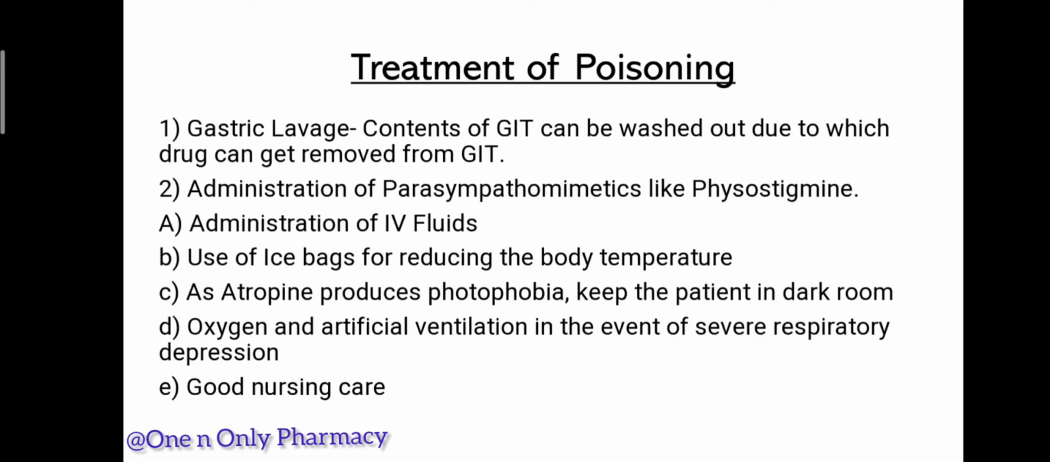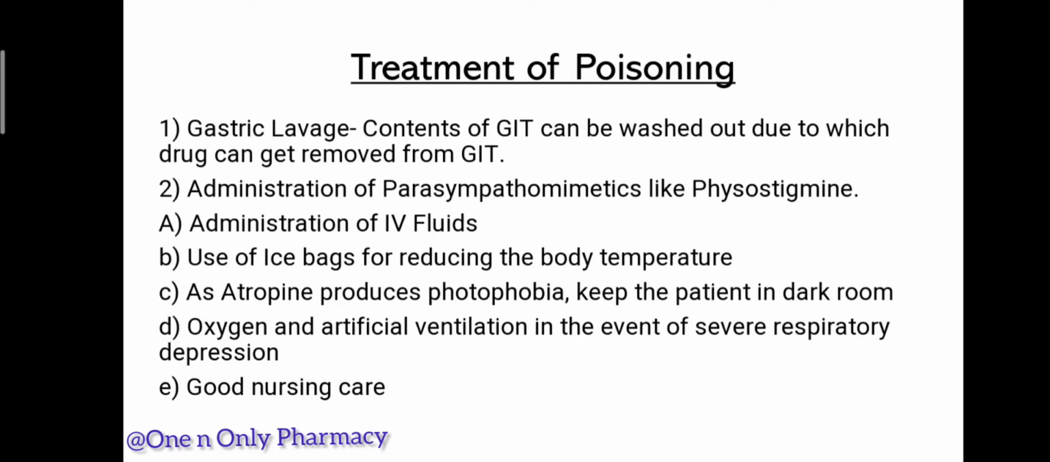Treatment of poisoning. How do we treat atropine poisoning? Gastric lavage: contents of the GIT can be washed out so the drug is removed from the GIT. That is the first treatment. Administration of parasympathomimetics like physostigmine. These are the antidotes of atropine poisoning. Atropine is a parasympatholytic, so in the treatment we use parasympathomimetics like physostigmine or neostigmine.